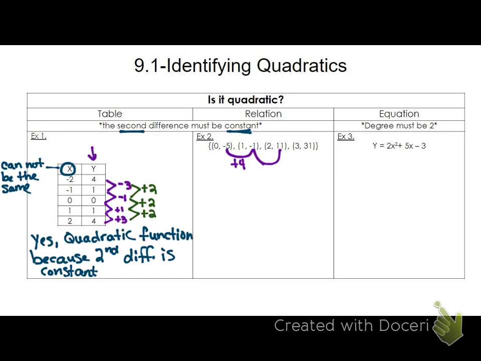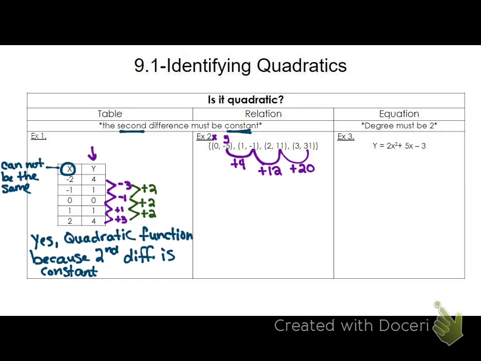11. So to get from -1 to 11, plus 12. So -1 plus 12 will get me to positive 11. Okay? And then what's the next 2 numbers I'm going to find the difference of? 11 and 31. Yeah. Okay. And what are you going to do? Plus 20. Perfect. Okay. So that's the first difference.